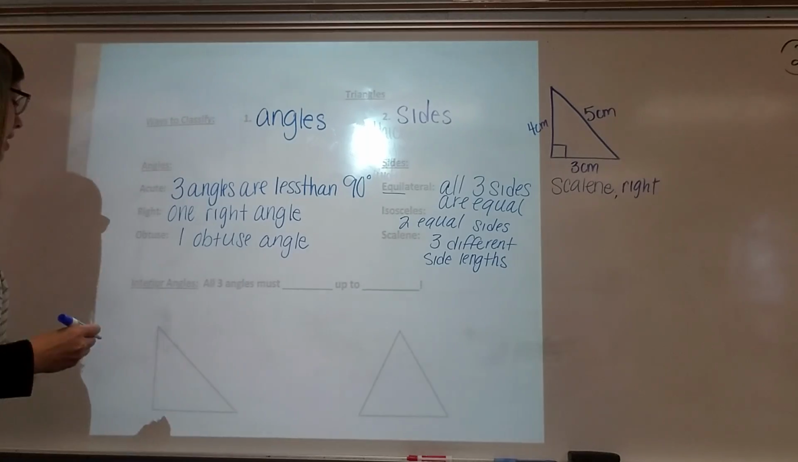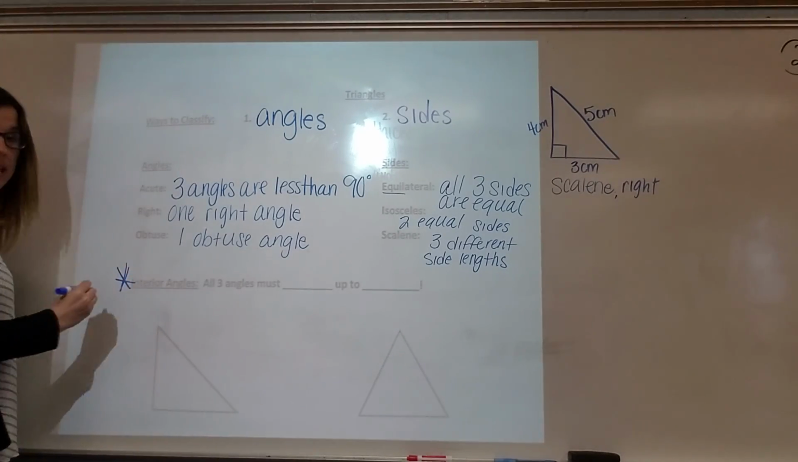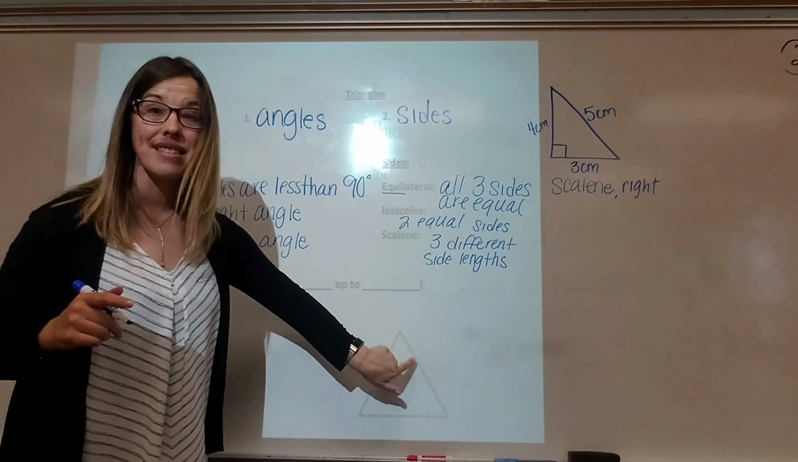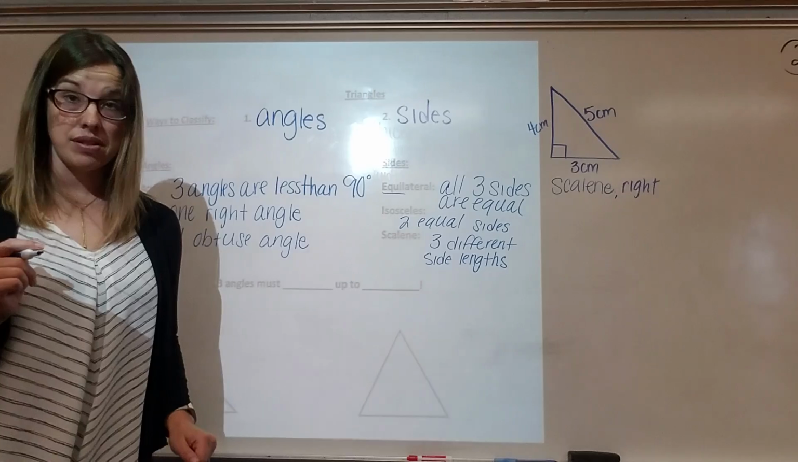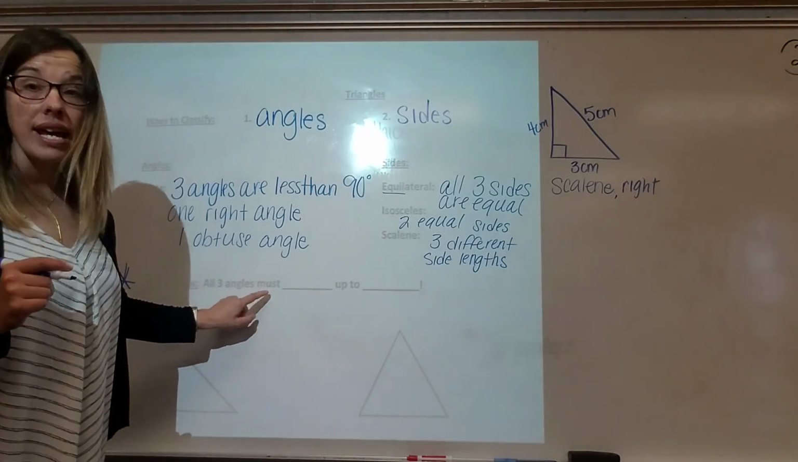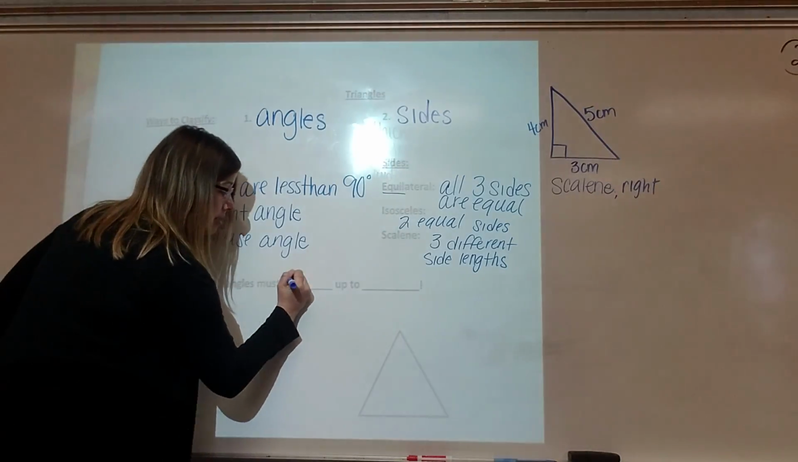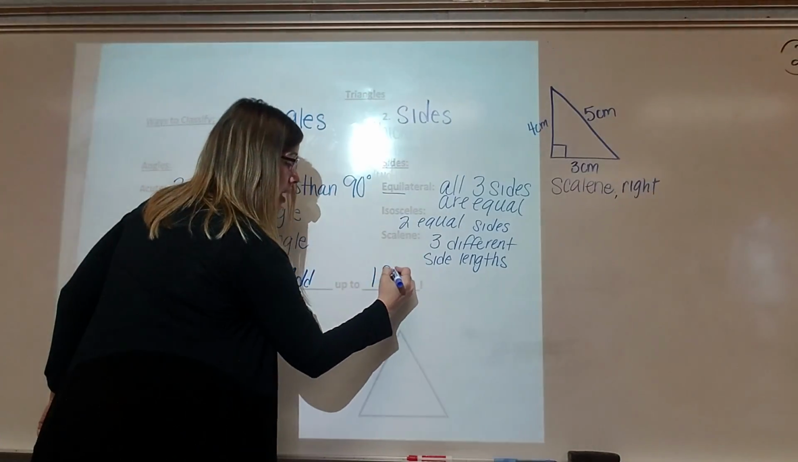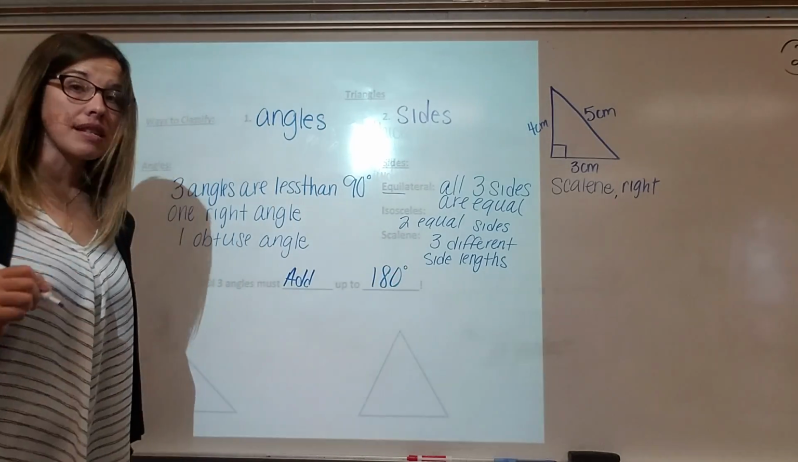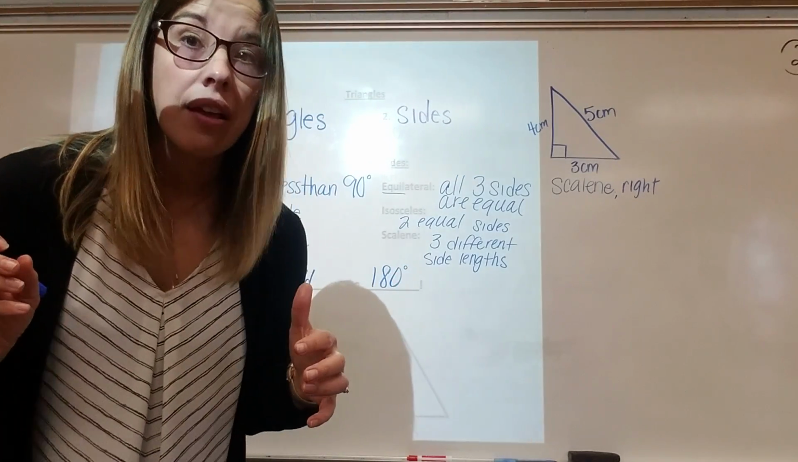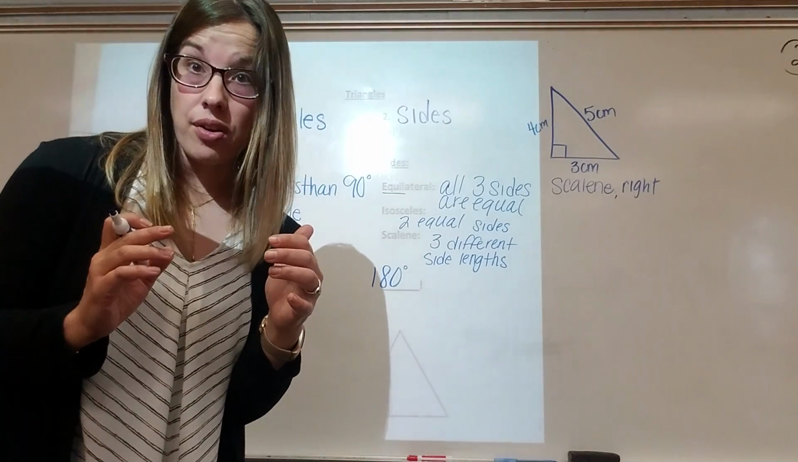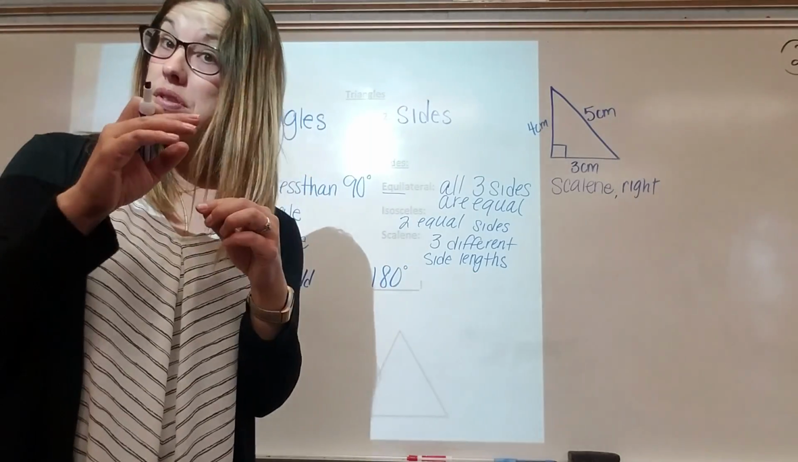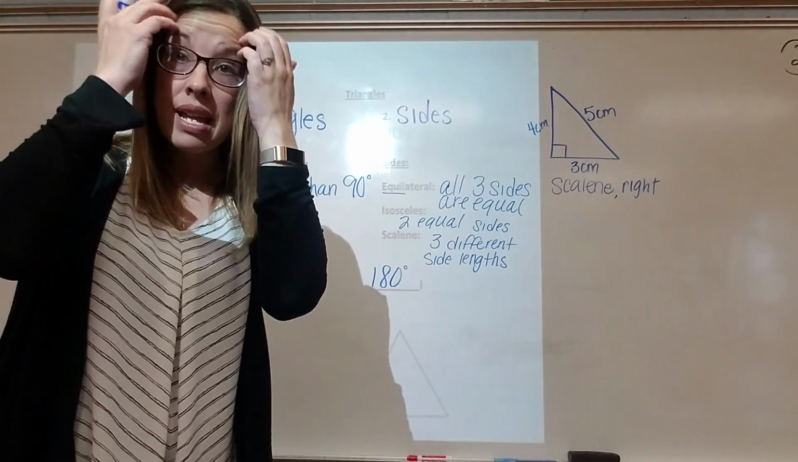So this part here is very important. It's talking about the interior angles of a triangle. So interior means the insides, okay? The inside angles, okay? So all three angles must add up to 180 degrees. Okay, this is very important. So the three angles of a triangle, they must add up to 180 degrees. If they don't, it's not a triangle. It might look like a triangle, but if those three angles don't add up to 180 degrees, it's not a triangle, okay?